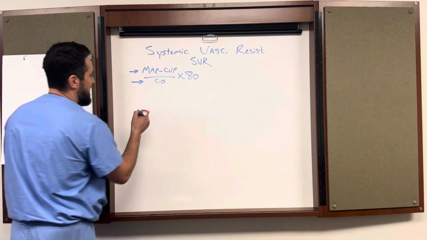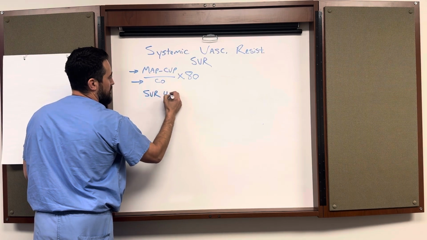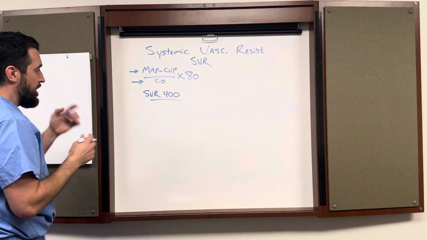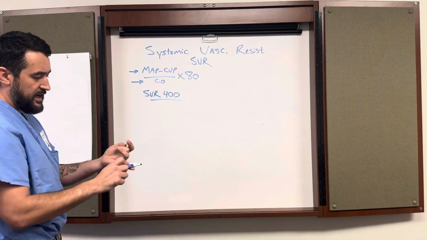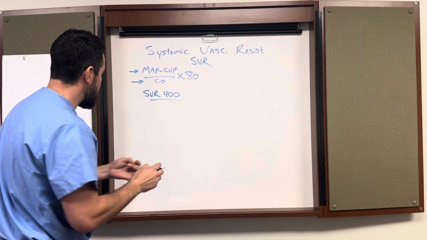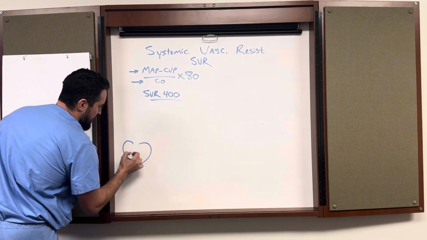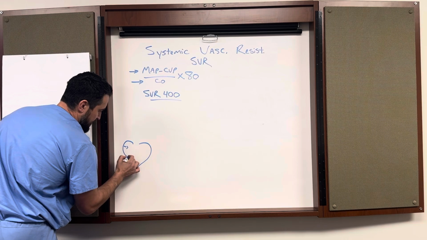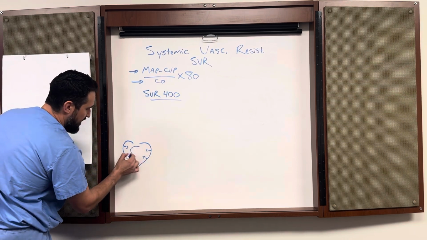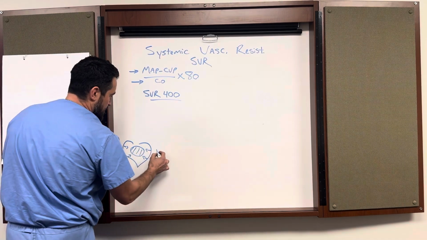So let's say that I have an SVR of 400. Well, I know that this low resistance state means a couple of things, that I'm moving a decent amount of blood, and most likely I'm moving that blood at low pressure. So we can infer a couple things. Typically, the heart is working at least pretty well, right? It doesn't have to be doing great, but it's doing okay, right? We got volume to move, right? Heart works.